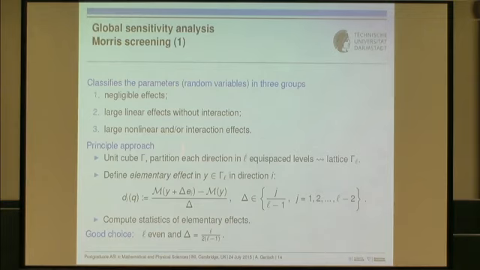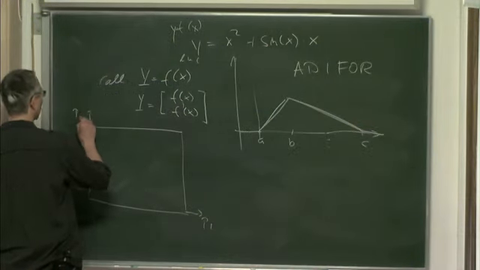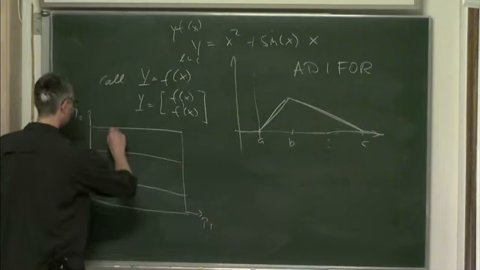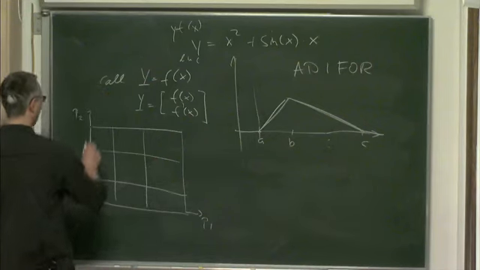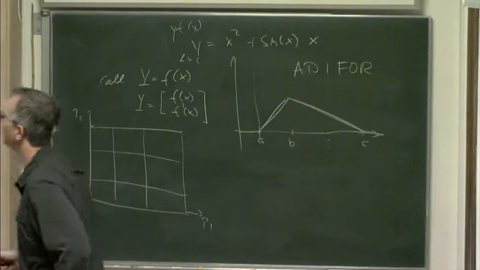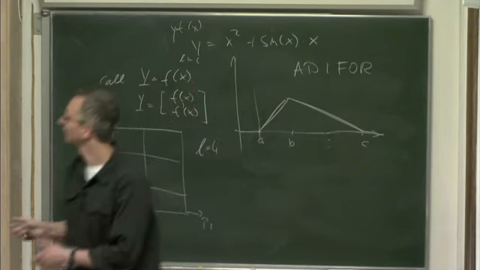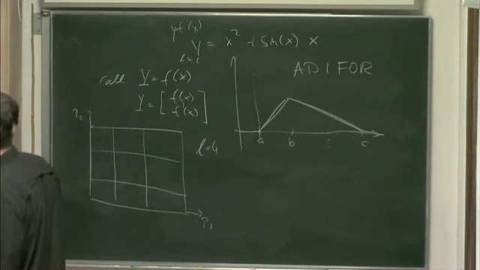The principal approach is you have your unit cube gamma, where your parameters or random variables live. You partition each direction in L equispaced values. Let me do this for 2D. Say this is parameter 1, parameter 2, and so we have now a lattice, a 4x4 lattice in our parameter space. That's called gamma L, and so this is L equal to 4.